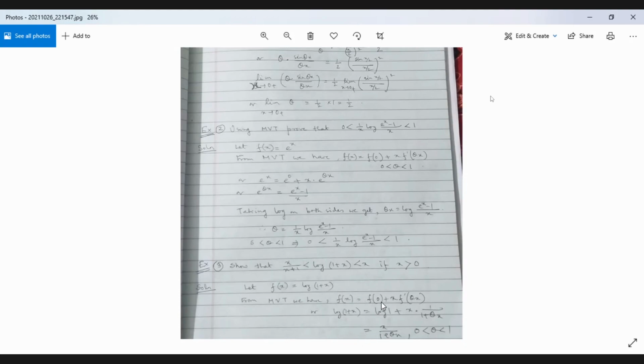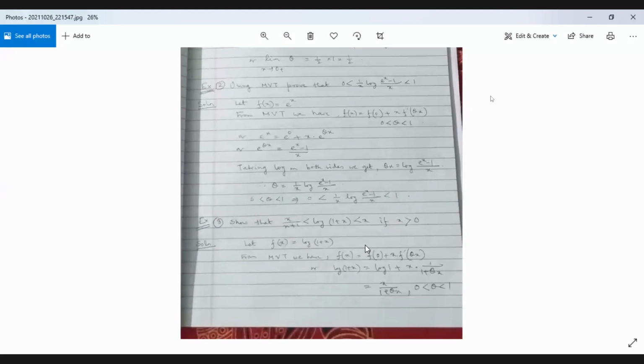f(x) is log of 1 plus x, that is equal to f(0), which is log 1, plus x into f dash(theta x). f dash(theta x) will be 1 by 1 plus theta x. Now, as theta is lying between 0 and 1 and x is positive, theta x will lie between 0 and x. If we multiply 0 less than theta less than 1 throughout by x, because x is positive, then we'll have 0 into x less than theta into x less than x into 1.